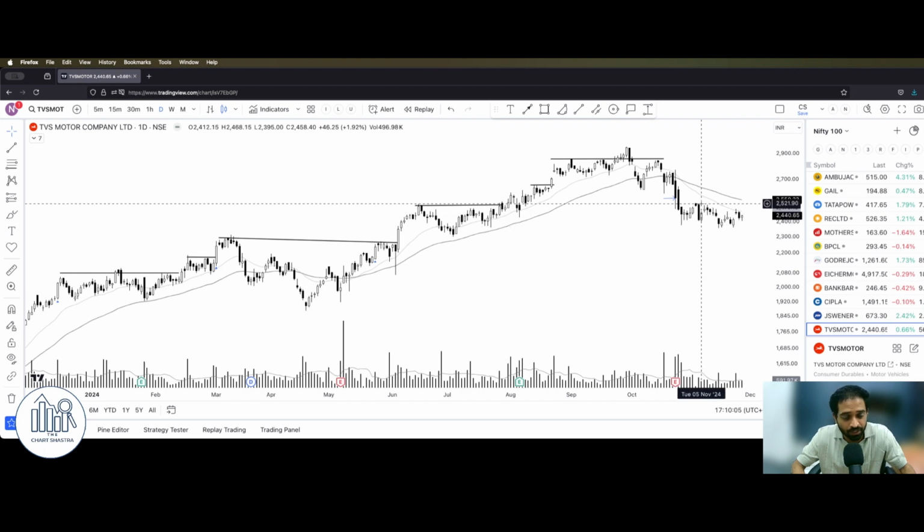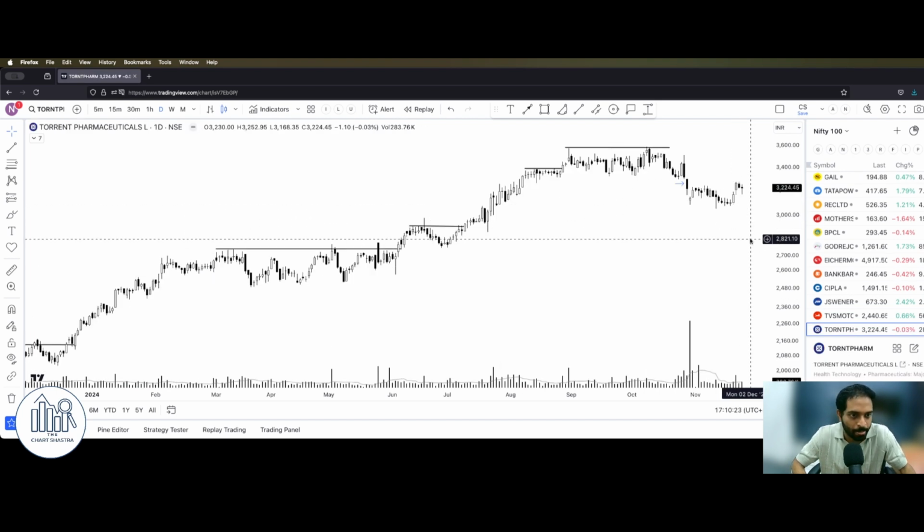TVS Motor, again, you see, this has been one of the stronger names like Bajaj Auto, but it too gave up during this result season. And if you can see, this is slowly sliding lower and lower. Let's see whether it would make a new high or a new low.